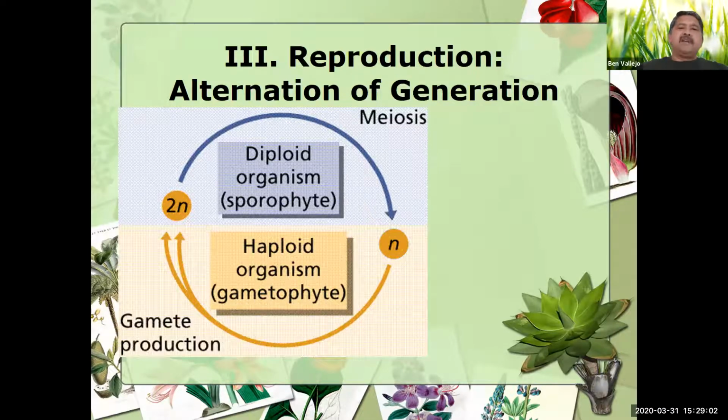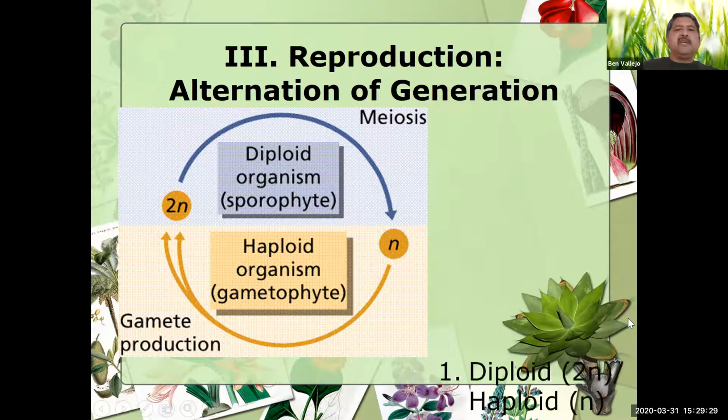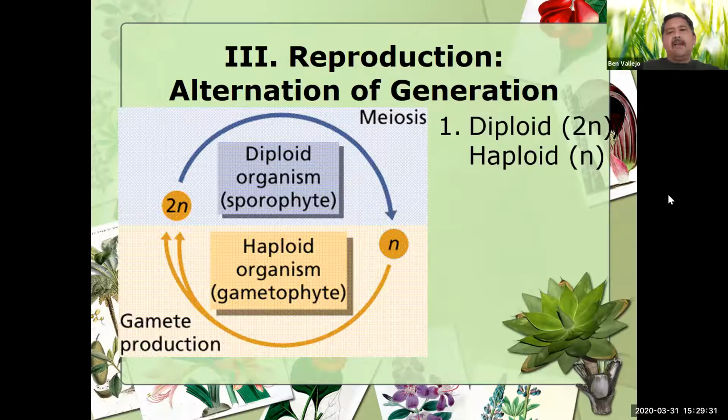Now, as far as reproduction goes, these plants exhibit alternation of generation. We've seen alternation of generation in other kingdoms. Fungi also go through alternation of generation. Protista, many go through alternation of generation. Even in the animal kingdom, we'll see that some organisms go through an alternation of generation. Well, what is that? Very generally, you can see that every other generation changes. So it goes from diploid to haploid, from haploid to diploid, and back and forth.